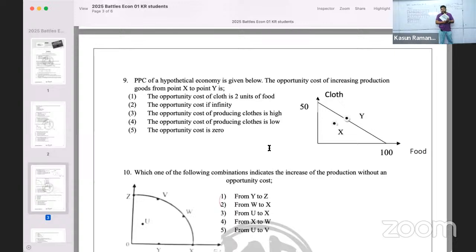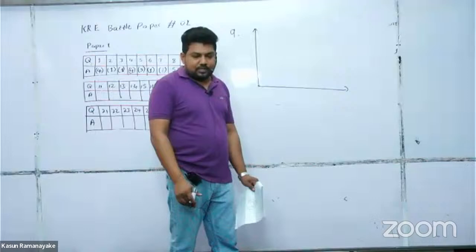Question number nine. In your tute, it hasn't been printed well, but on the exam day, we corrected that one. Right. Look at this. Here it is, question number nine. In question number nine, the PPC is given.